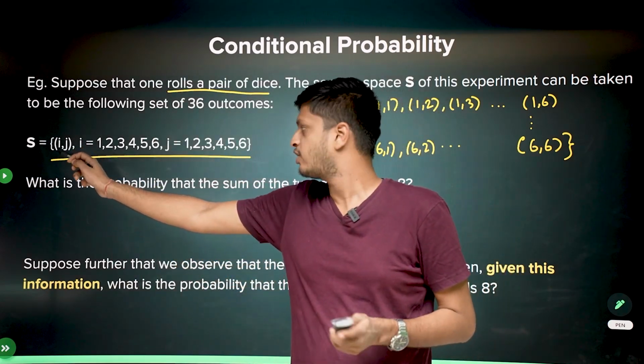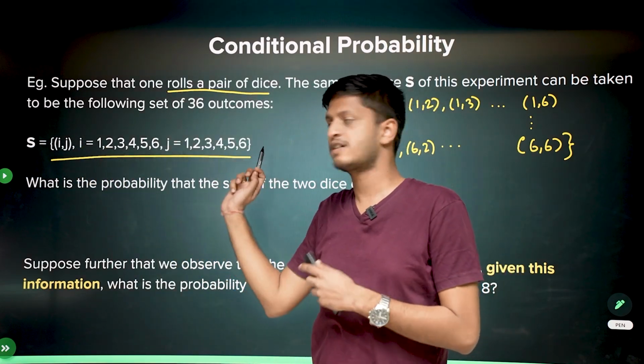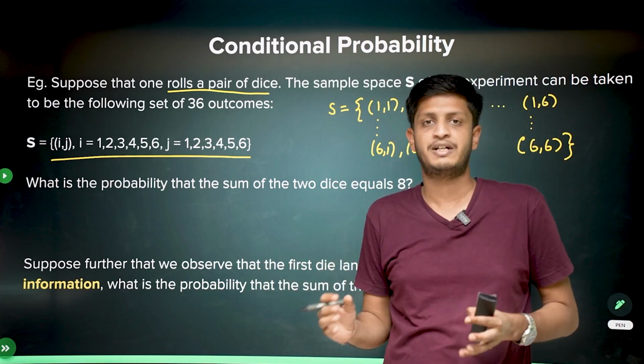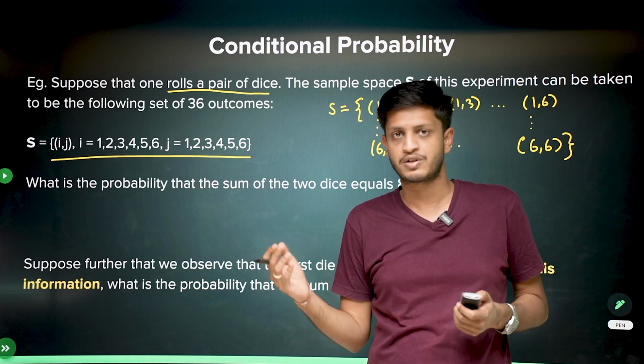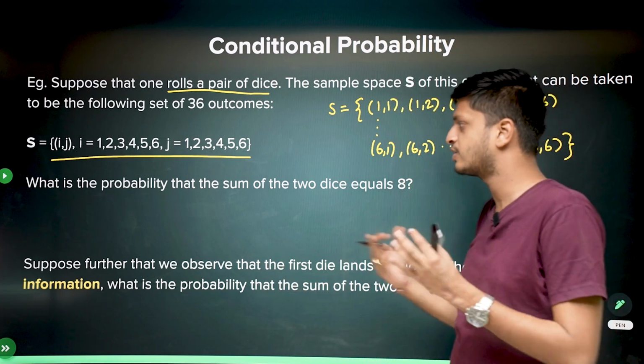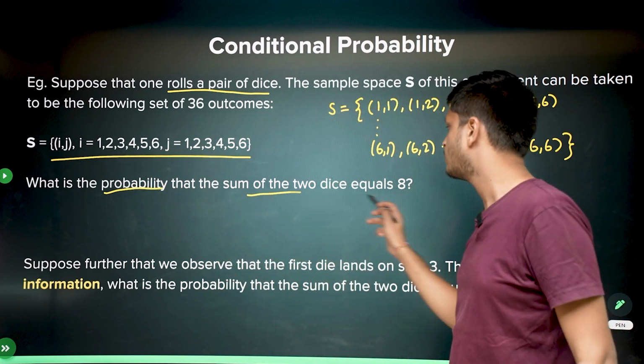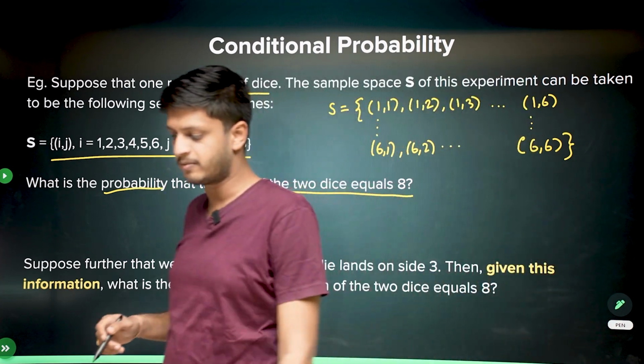All ordered pairs (i, j), where i can be 1 2 3 4 5 6 and j can be 1 2 3 4 5 6. These are all possible 36 combinations or 36 possibilities we can have when we throw two dice together, right? This is our sample space or the universe. Now what is the probability that the sum of the two dice equals 8? The sum is equal to 8.